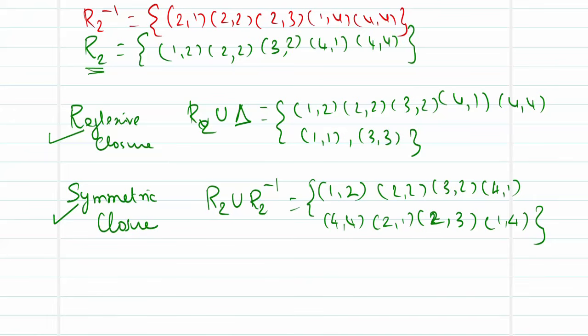Transitive closure is not as easy as reflexive or symmetric closure, and hence we have a special algorithm for finding the transitive closure called Warshall's algorithm. We will see about Warshall's algorithm briefly in our next video.